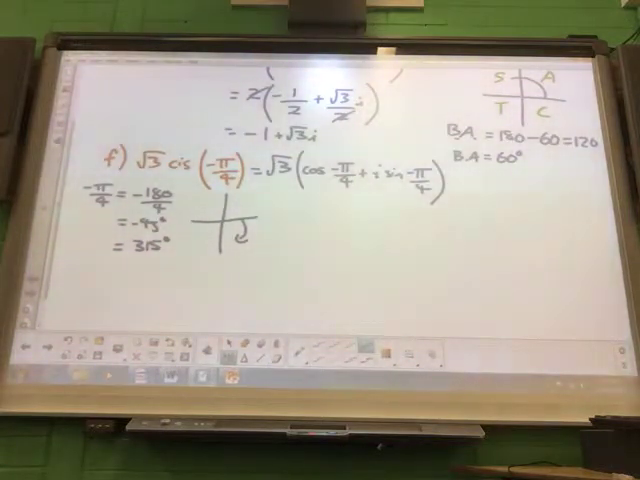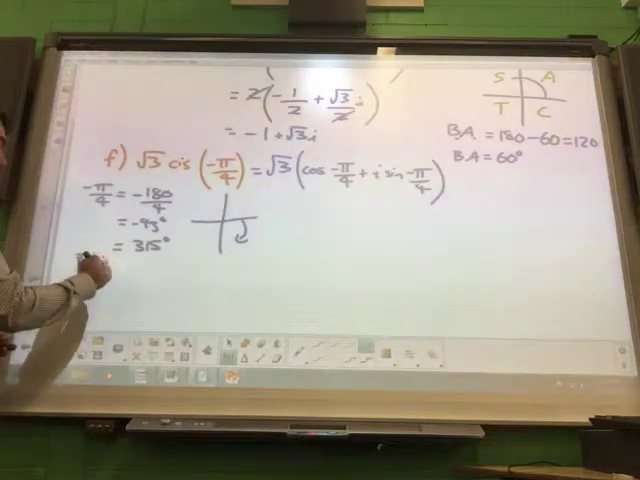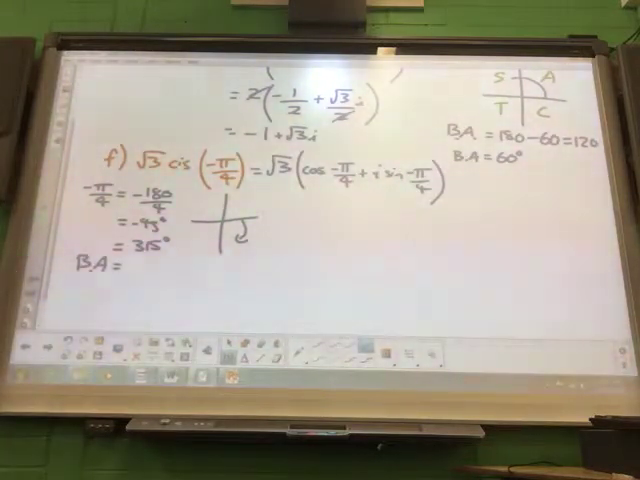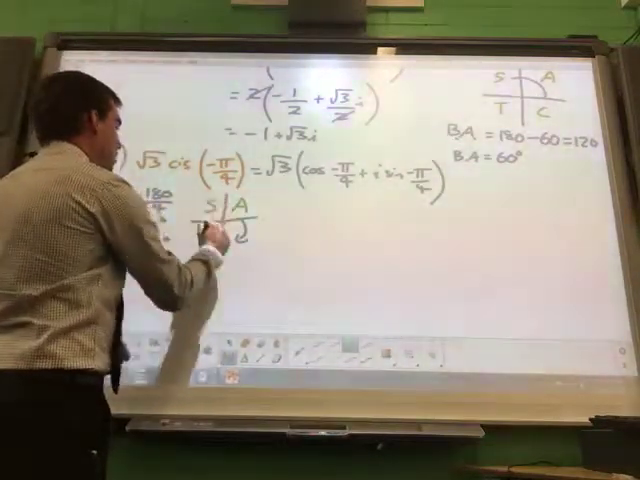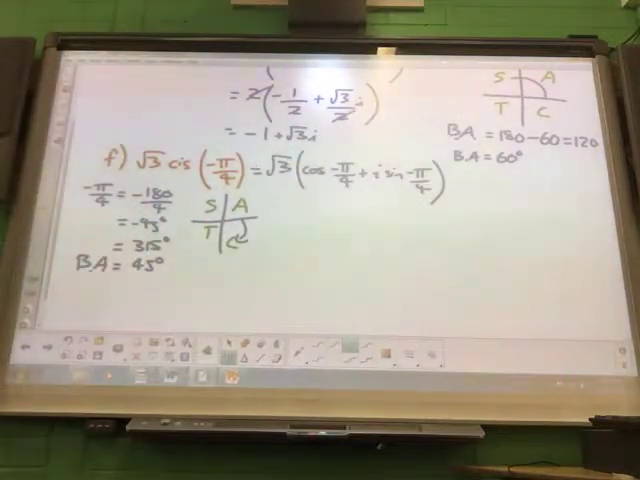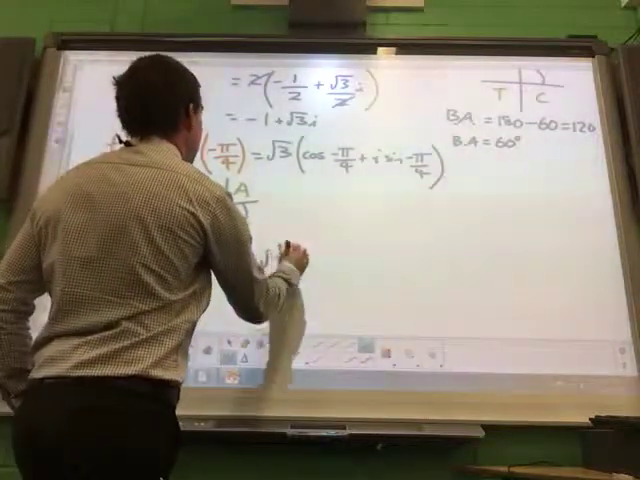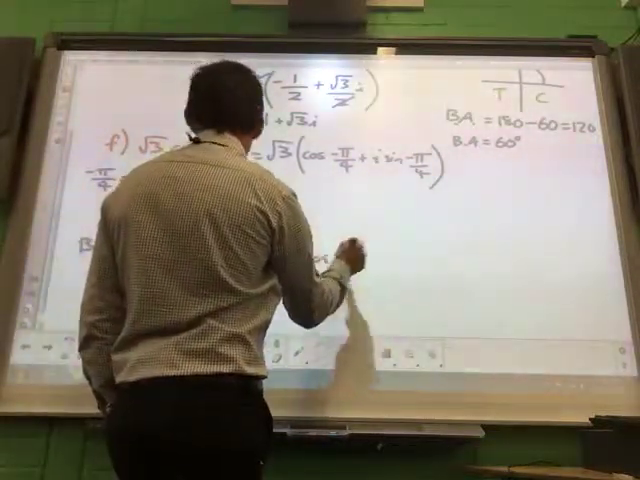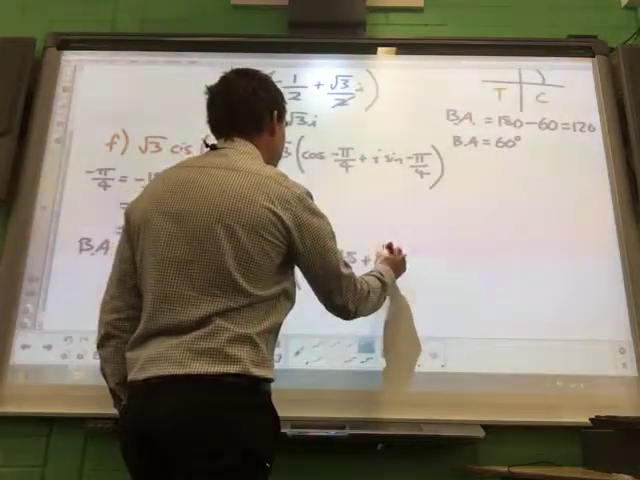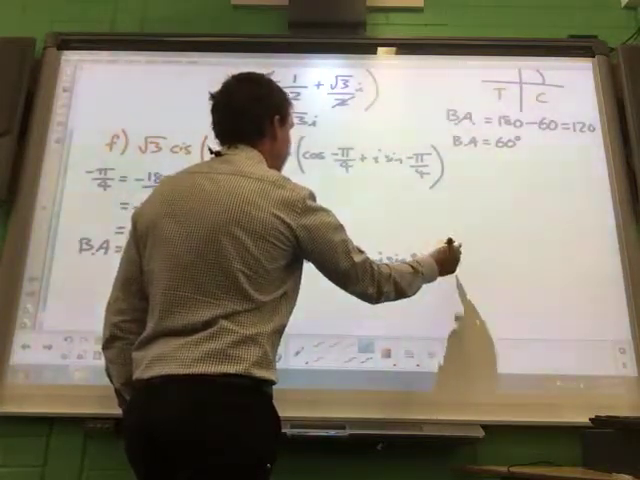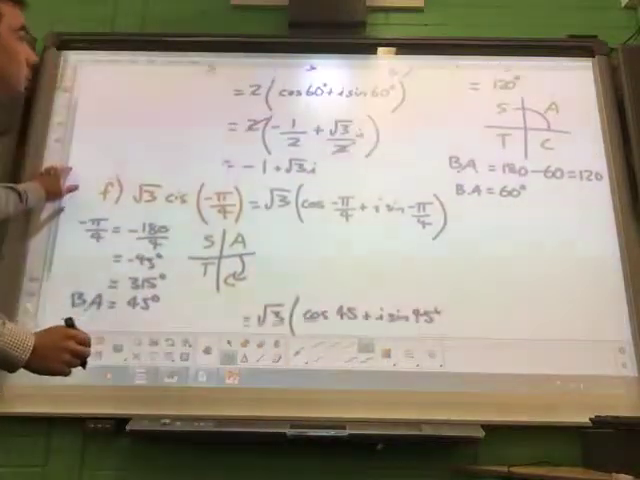So we've got an angle in the fourth quadrant. What's the basic angle? 360 take away the basic angle would give you that result, so the basic angle is 45 degrees. All students take calculus, so cos is positive in the fourth quadrant and sine is negative. Going back to the question, it's going to be root 3 cos of 45 plus i sine of 45.